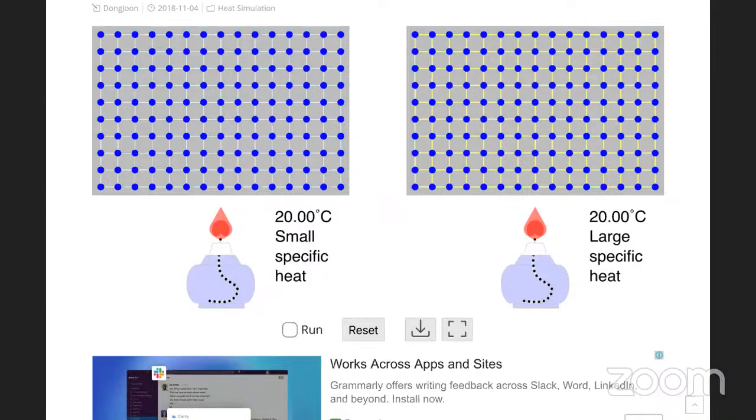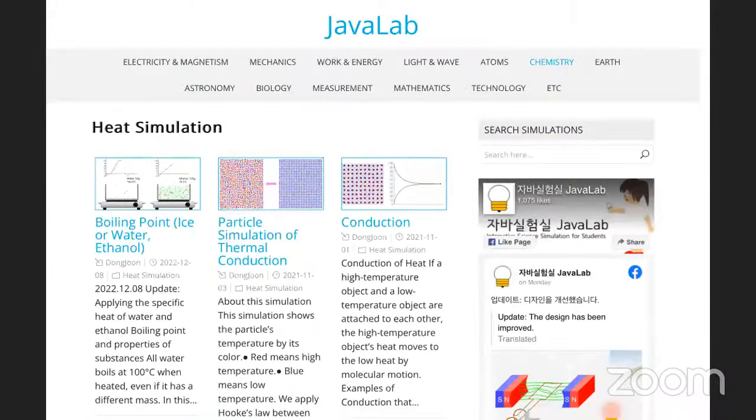What do y'all think? Anybody online? Which one? The one with the small? All right, let's see. Look at how fast the temperature is changing on the one on the left. See that? The one with the small specific heat capacity is heating up much faster. That's the concept of specific heat capacity: the smaller the value, the faster you will undergo a temperature change.